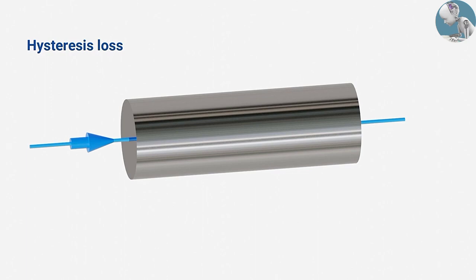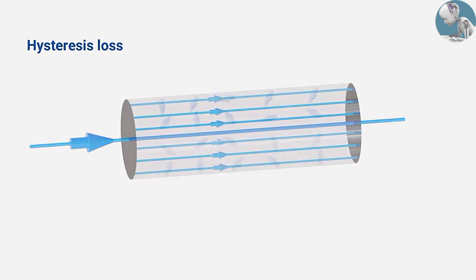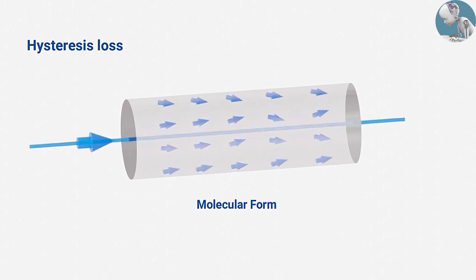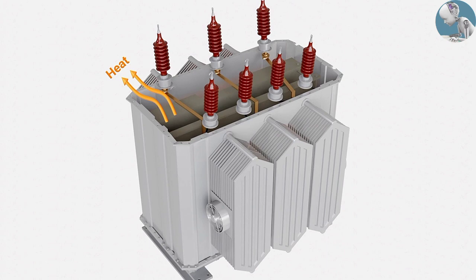The core also bears hysteresis loss. When some magnetizing force is applied to a magnetic material, magnetic lines are developed within the medium. Let's observe this in the molecular form. When the magnetic field is not applied, the magnetic domains inside the medium are pointed in random directions. As the magnetic field is applied, the domains align to the direction of the applied field. The domains have to overcome some friction during the process, which causes wastage of energy, resulting in hysteresis loss. Some energy is also lost due to the internal resistance of the coil itself. All these energy losses produce heat inside the transformer.